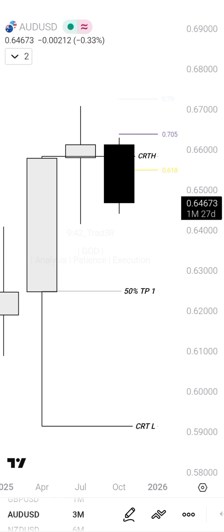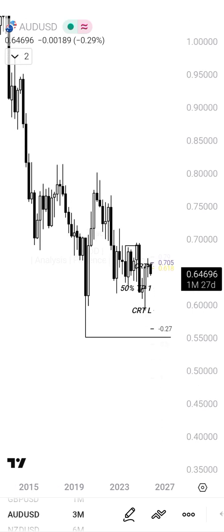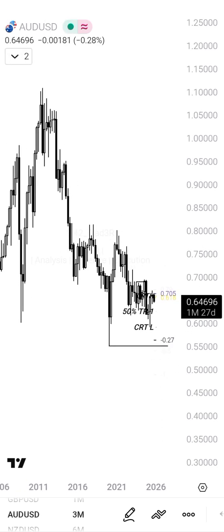And I will also be explaining the things you need to consider when doing higher time frame analysis. There are important things you need to know. So with that said, this is the AUD/USD 3 month chart, and I'm looking at a potential 3 month CRT range. But that is not the topic, that's not the point of today's video.